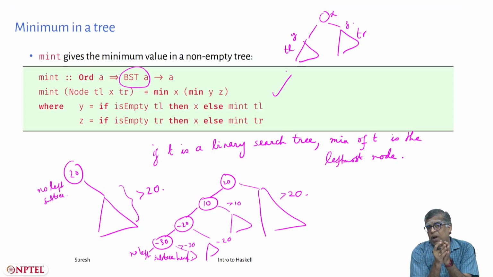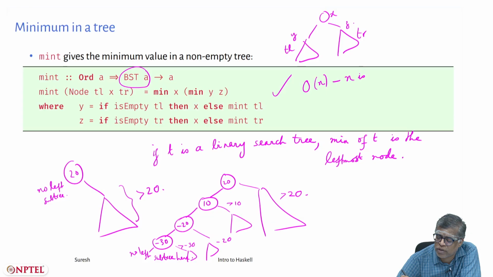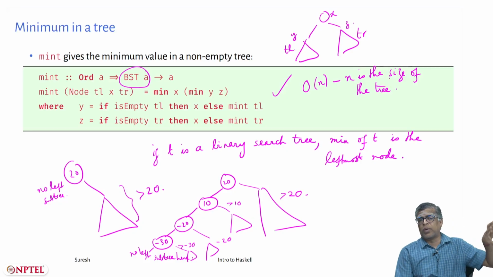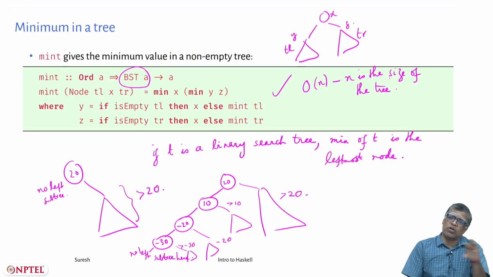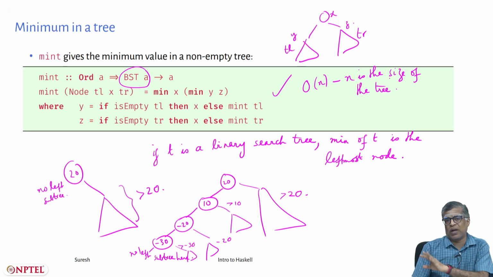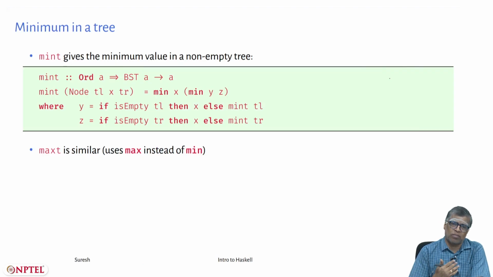So, you are essentially comparing all elements in the tree, and the time taken for this will be order n, where n is the size of the tree. Because you have to compute the minimum of the left subtree, compute the minimum of the right subtree, that is 2 recursive calls on trees of size NL and NR, and then finally you have to do 2 comparisons. So, you can actually work out the recursion and find the number of comparisons taken would be 2n or some such. Max T is similar and you use max instead of min.